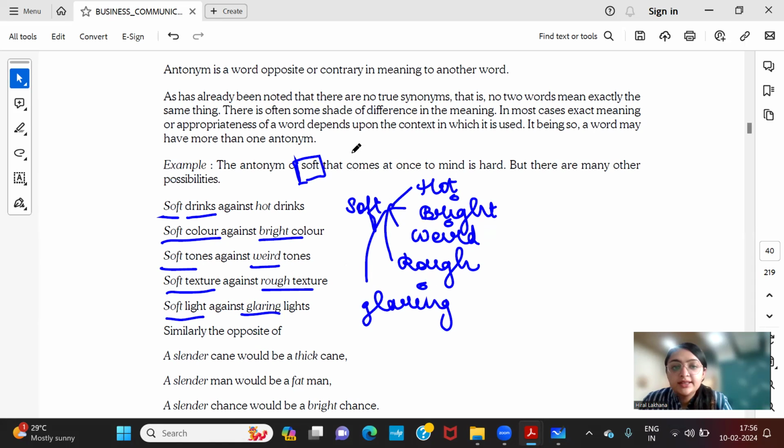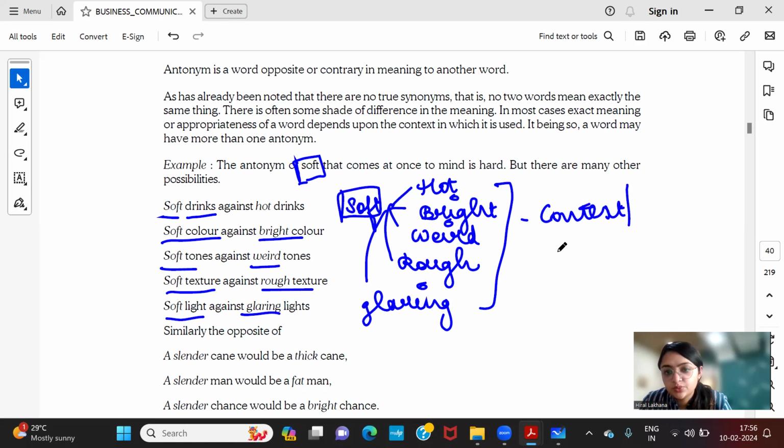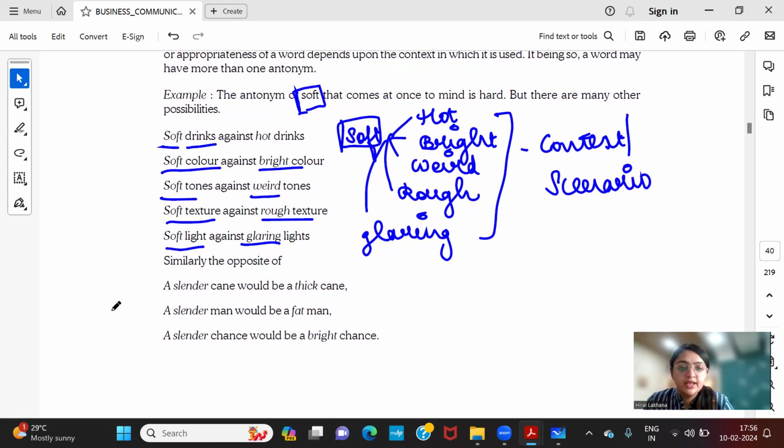So if you could see here, there is one word, but for the same word, there are multiple words that can be used as antonyms depending on the context or the scenario in which we are using that particular word and its antonym. Again, we have the example of slender. So the opposite of slender. For example, in the case of a cane, a slender cane as opposite to a thick cane. Similarly, a slender man as opposite to a fat man. A slender chance as against a bright chance. So the same word, depending on the context in which it is being used, can have multiple antonyms.